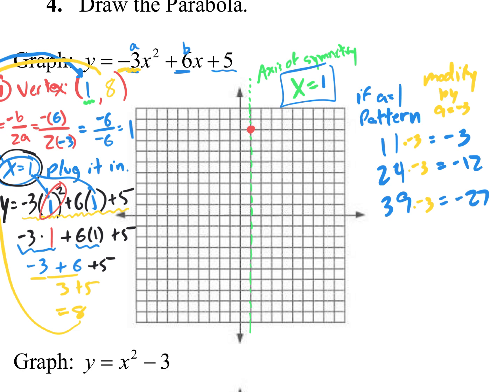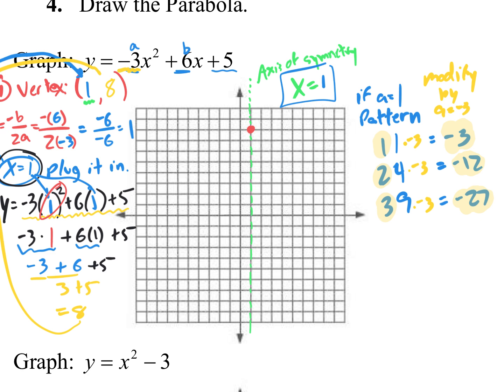So here's the deal, guys. This is what we call a new modified pattern. 1 to the side, 3 down. Then you go back to your vertex. 2 to the side, 12 down. Then you go back to your vertex. 3 to the side, 27 down. Okay? So that's what we could do to graph this thing. And that's what we're going to do.